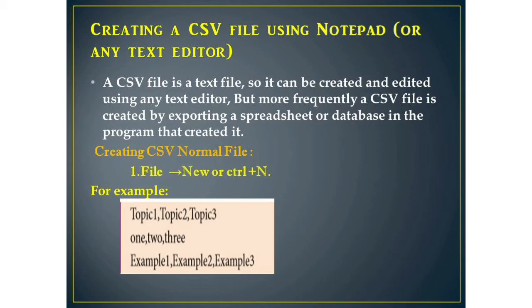In the second row, first column 1, comma, second column 2, comma, 3. This is the third column, right? Then third row: example 1, comma, example 2, comma, example 3. If you want to create a row, you have to start on a new line. If you want to create a column, you have to separate the data with a comma.